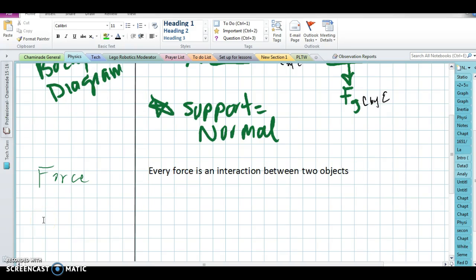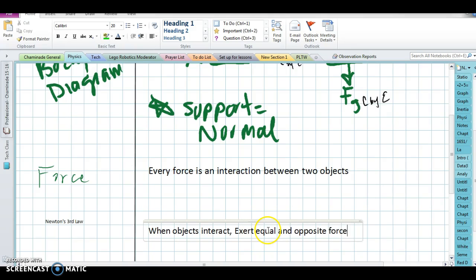And you guys know Newton's third law states the following. So you've already learned equal and opposite forces, right? So when objects interact, so this is key because they have to be interacting, they exert equal and opposite forces.